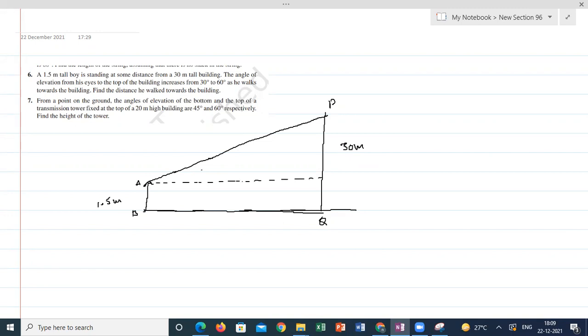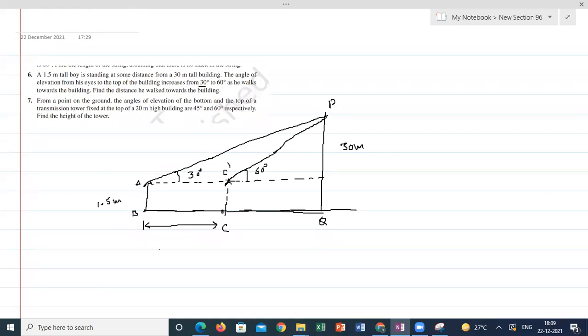At one position he observed the angle of elevation to be 30 degrees, and then he walks towards the building. Obviously, the angle rises as he approaches the building. After he walks up to a point C, the angle of elevation will be 60 degrees. He is asking us to find the distance he walked, which is the BC value.